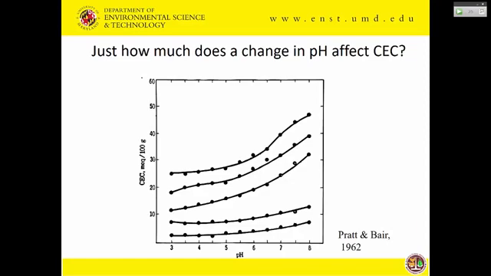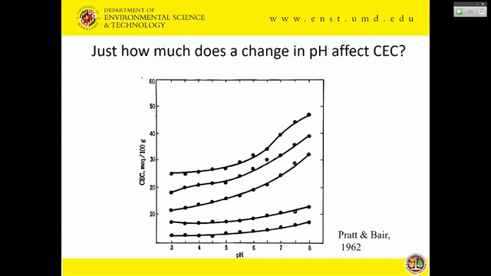So you might ask yourself, well, just how much of a difference does it make? This is from a classic study done out in California by Pratt, one of the big soil chemists out there back in the 60s. And they looked at 5 different California soils, and they measured the cation exchange at a whole bunch of pHs from 3 up to 8. Right? And you can see that in some cases, the difference in cation exchange as a function of pH was not particularly spectacular, although it was always a little bit higher at a higher pH.